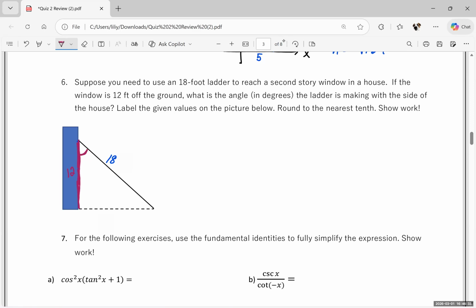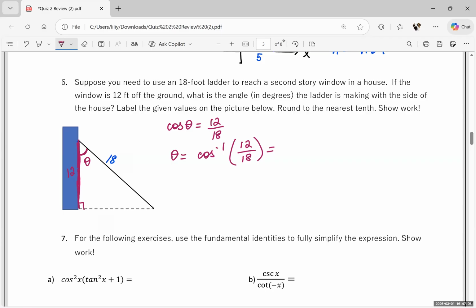Now, what is the angle the ladder is making with the side of the house? So this angle right here is theta. We are assuming the house is vertical, so it's a right triangle. So what I have is the angle theta, the side adjacent to it that's touching the angle, and the hypotenuse. Since we have an adjacent side, we have to use a cosine function. So cosine theta equals 12/18, which means that theta is inverse cosine of 12/18.